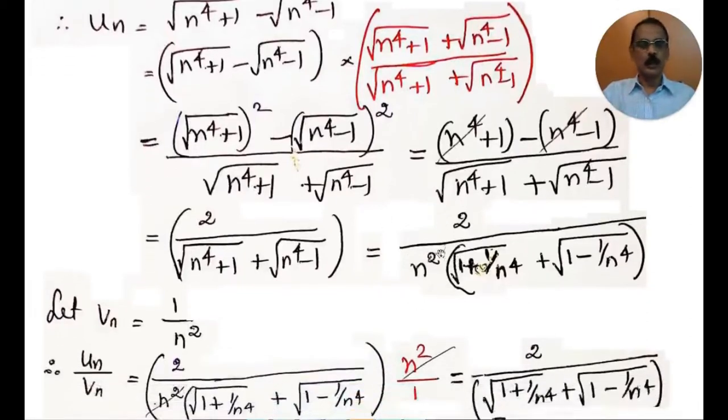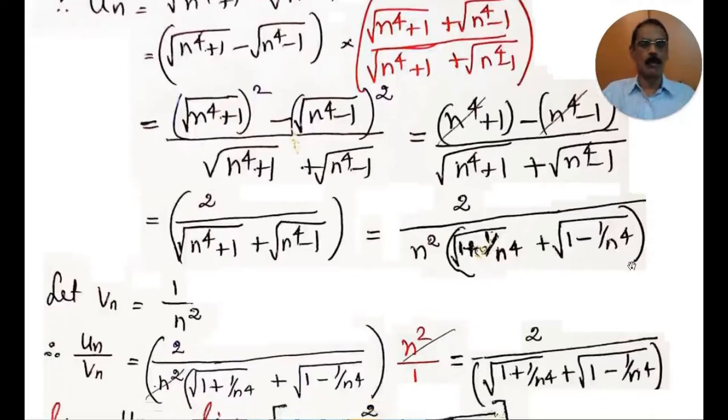That is equal to 2 divided by, now we are going to take n to the power 4 out from the square root. If you take n to the power 4 out from the square root, it becomes n squared. Therefore, taking n squared out from each term of the denominator, from the first term and similarly from the second term also. When you take n squared out, this becomes square root of 1 plus 1 by n to the power 4 plus, here also you have taken n to the power 4 out, therefore it becomes n squared, because square root of n to the power 4 is n squared. And hence, here we get square root of 1 minus 1 by n to the power 4.